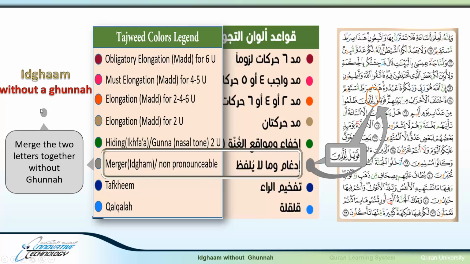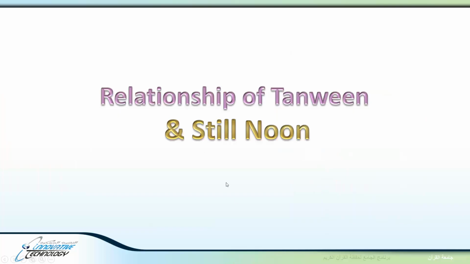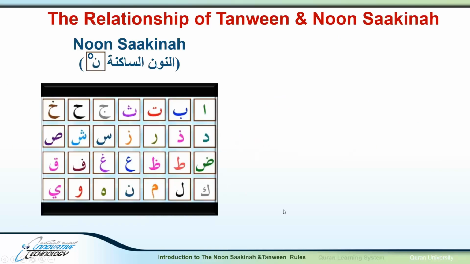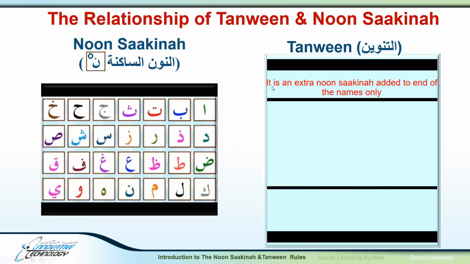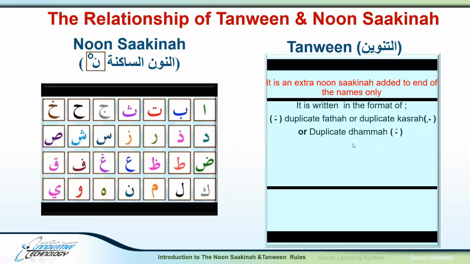And that's our lesson for today, which is Idgham without Ghunnah, indicated by the color gray in Mushaf Al-Tajweed. Now, the relationship of tanween with Noon Sakinah: what's tanween and what's its relationship with Noon Sakinah? As we said, Noon Sakinah is basically one of the letters of the alphabet with a sukoon, with still no haraka. The tanween is an extra Noon Sakinah added to the end of a name, any name, and it's written in the format of a duplicate fatha, duplicate kasra, or duplicate dhamma. So there are 3 types of tanween: tanween with fath, tanween with kasr, tanween with dhamm.